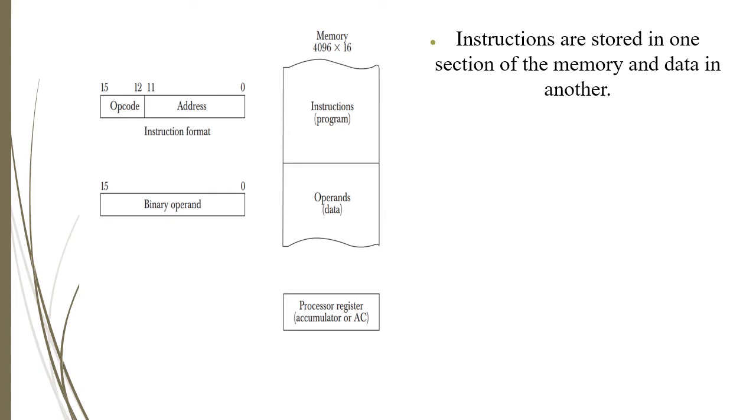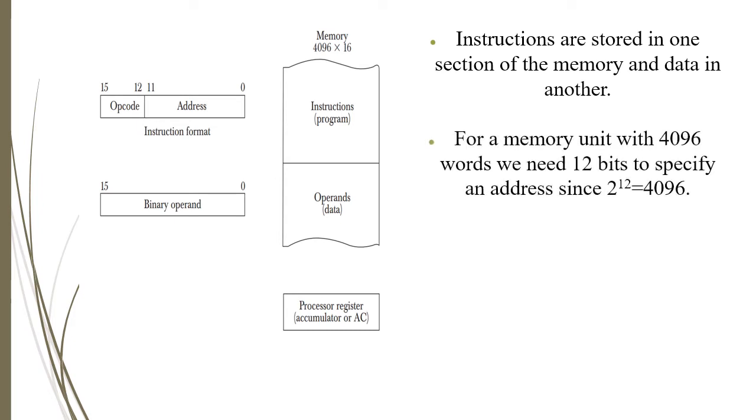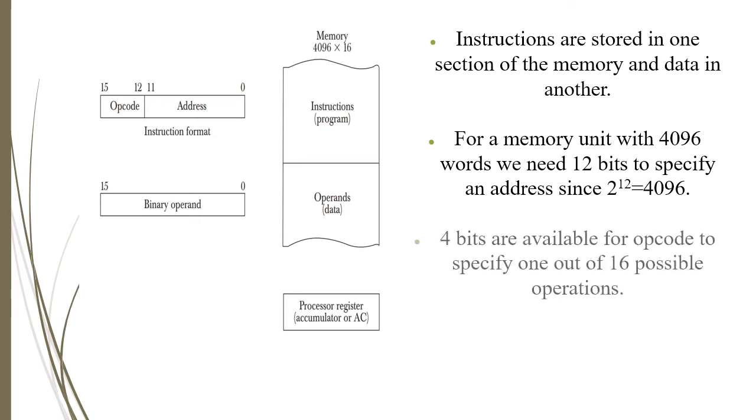The instructions are stored in one section of the memory and data in another section. The computer with a single processor register is known as the accumulator, AC. The operation is performed with the memory operand and the content of the accumulator. For a memory unit with 4096 words, we need 12 bits to specify an address since 2 raised to 12 equals 4096. 4 bits are available for opcode to specify 1 out of 16 possible operations.